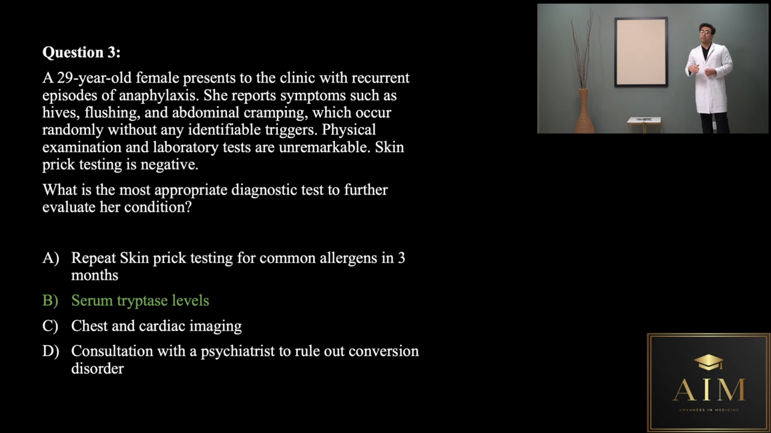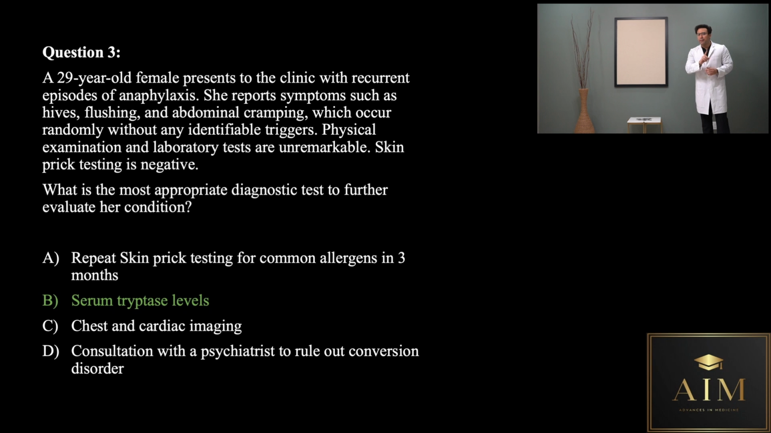Tryptase is an enzyme released by mast cells during degranulation, which occurs in anaphylaxis. Measuring serum tryptase level can provide valuable information. Elevated tryptase level during an acute episode and persistently elevated baseline levels can indicate an underlying mast cell disorder called mastocytosis. Mastocytosis is a condition with excessive mast cell proliferation, and it can cause spontaneous episodes of mast cell activation leading to anaphylaxis. Even though the skin prick test was negative, serum tryptase levels can help diagnose this condition.